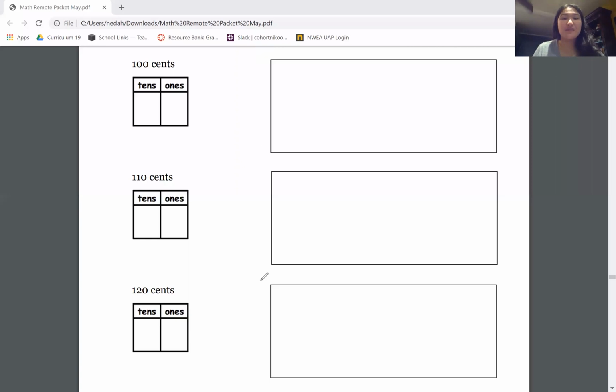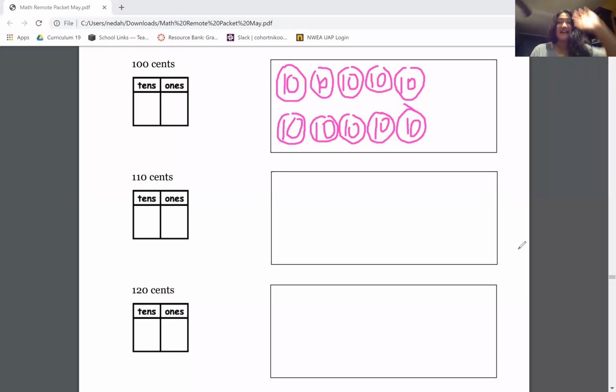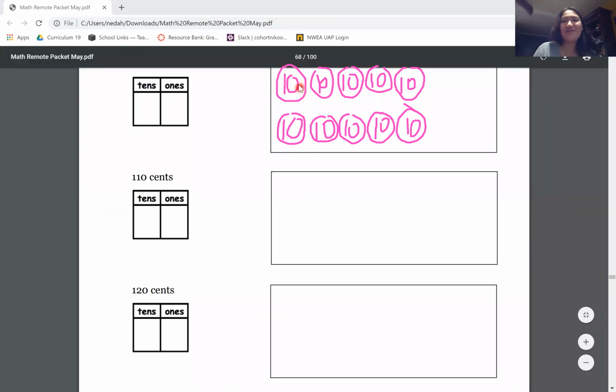Let's try this next one together. This one says 100 cents. Whoa. How many tens are in 100? Think, think, think. That's right, there are 10 tens. So we're going to draw 10 dimes. Raise your hand if you also drew 10 dimes. Nice job. So we have 1, 2, 3, 4, 5, 6, 7, 8, 9, 10.